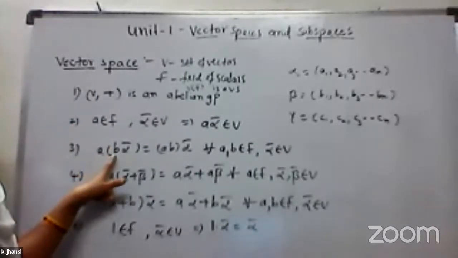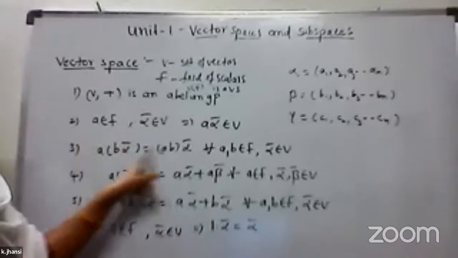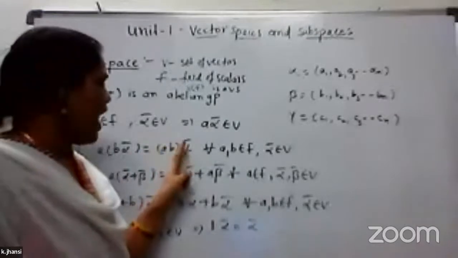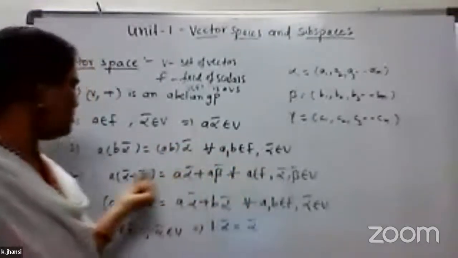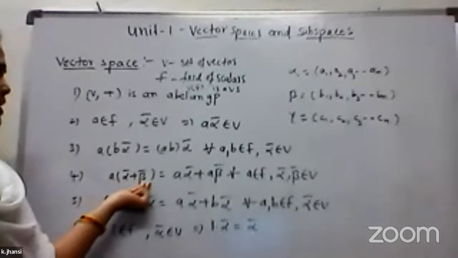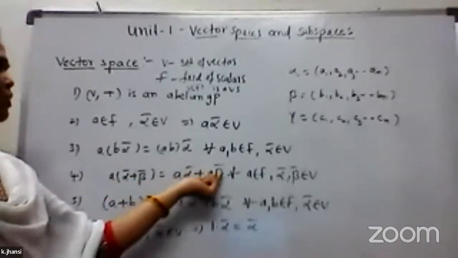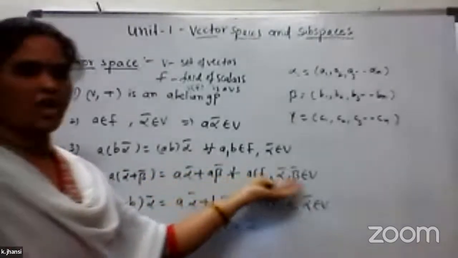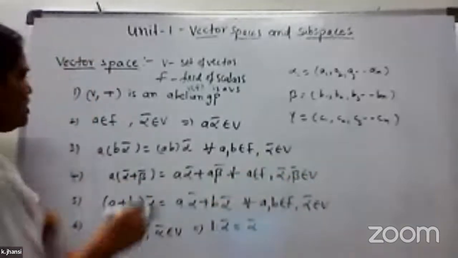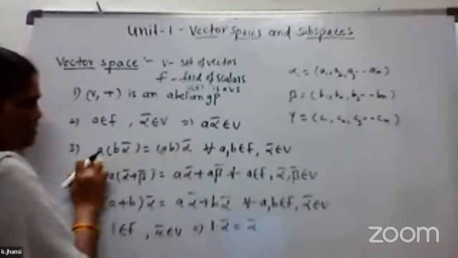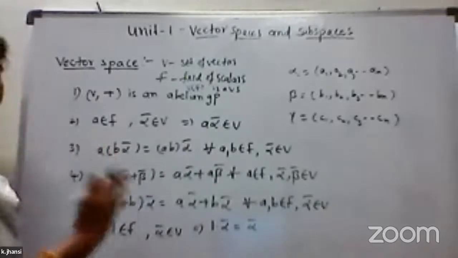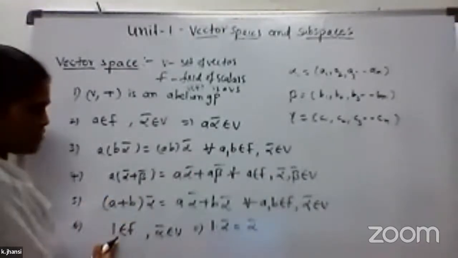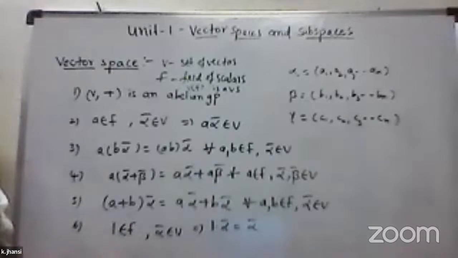The third one is a into b alpha bar equals ab into alpha bar, for all a and b in the field of scalars and alpha bar in the set of vectors. This is the associative property with respect to scalar multiplication. Then a into alpha bar plus beta bar equals a into alpha bar plus a into beta bar. This is the fourth condition, where a is in the field of scalars and alpha, beta are vectors. These two are the distributive laws.